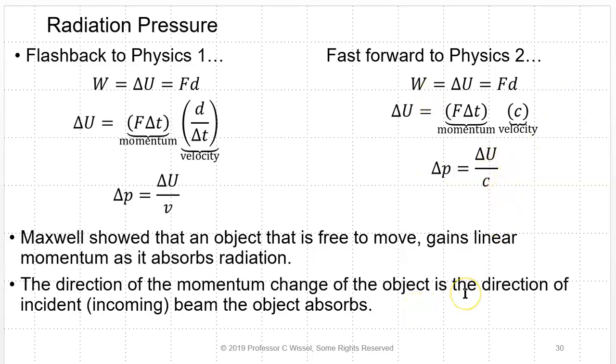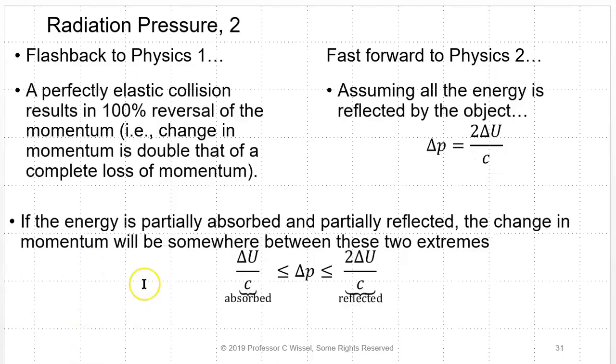Maxwell showed that an object that is free to move will gain linear momentum as it absorbs radiation. And in this case, the direction of momentum change of the object is in the direction of the incoming beam of radiation that the object absorbs. Part of this depends upon the elasticity of the collision. In a perfectly elastic collision, the light beam will hit it and come back, reflect perfectly. And this means that the change in momentum is double that of a complete loss of momentum. So in other words, it's the difference between a perfectly inelastic or squishy collision, where it just sticks together afterward, and one that's perfectly bouncy.